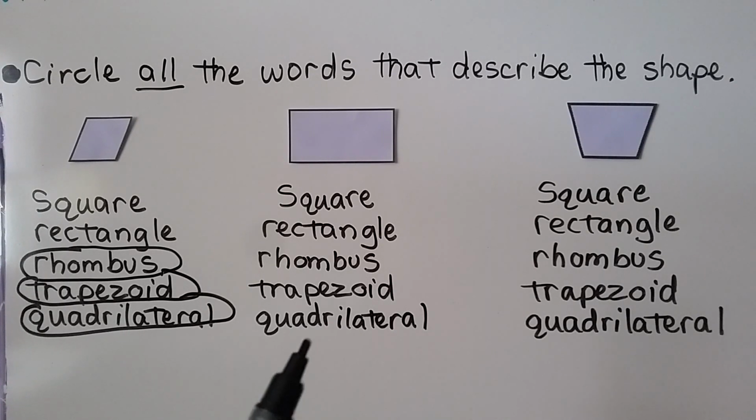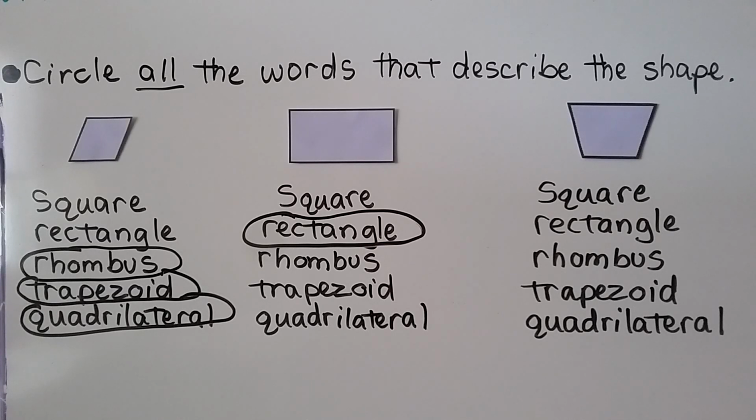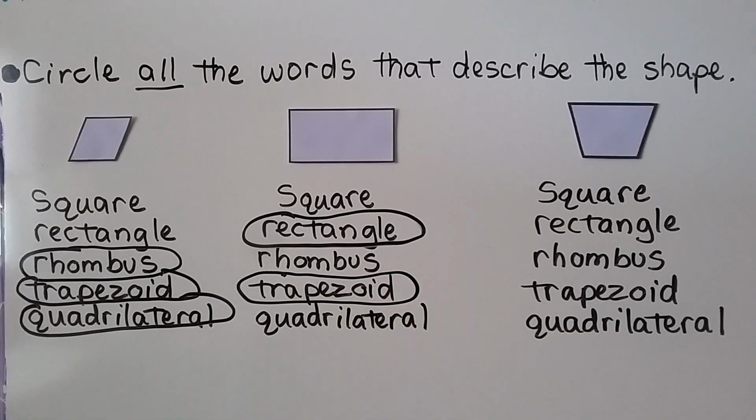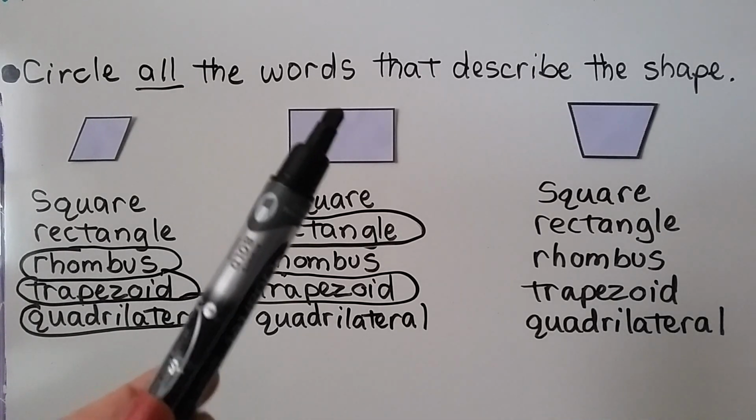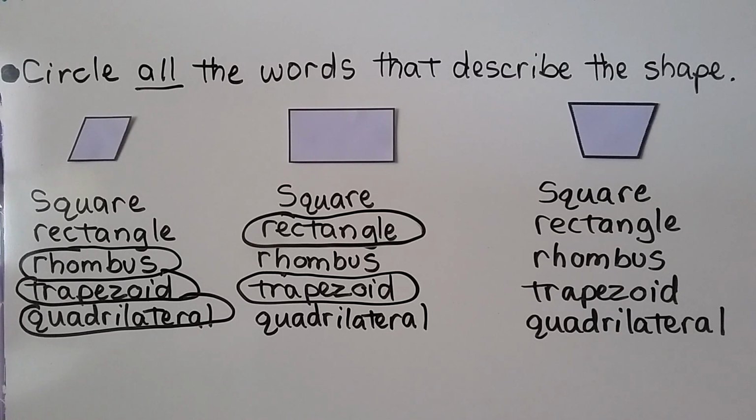Now what about this one? Is this one a square? No. It is a rectangle though, isn't it? Is it a rhombus? Does it have two pairs of opposite sides that are parallel? Does it have four sides of equal length? No, then it's not a rhombus. Is it a trapezoid? Does it have one pair of opposite sides that are parallel? It can be considered a trapezoid. Is it a quadrilateral? Does it have four sides and four angles? 1, 2, 3, 4. Yes, it's got four sides and it's got four angles. It's a quadrilateral.